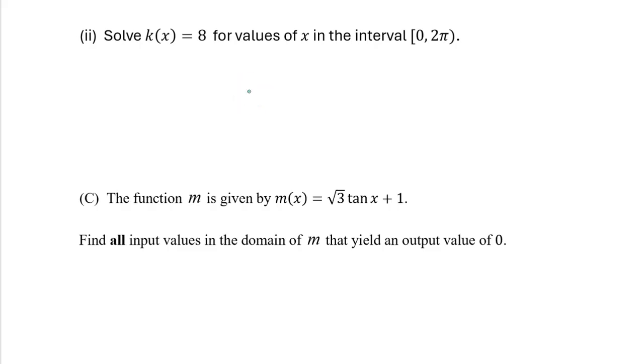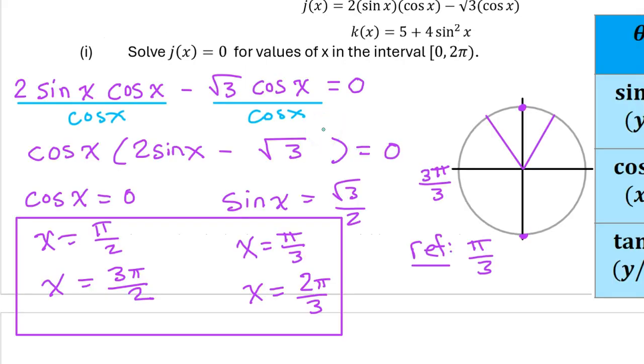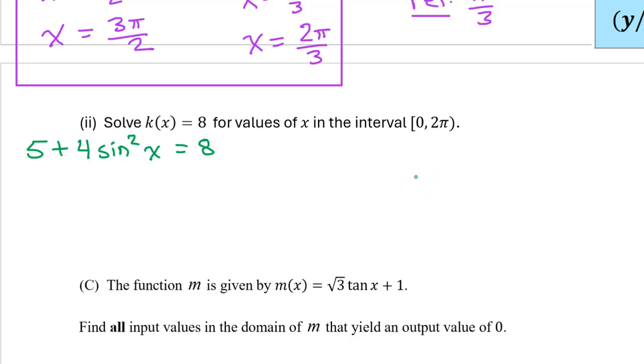Part 2. Solve k of x equals 8 for values of x in the interval from 0 to 2 pi. Here is k of x again, so let's set this equal to 8. Now let's do a little algebra and isolate the sine x. Subtracting 5 from both sides, we have 4 sine squared x is equal to 3. Dividing both sides by 4, we have sine squared x is equal to 3/4.